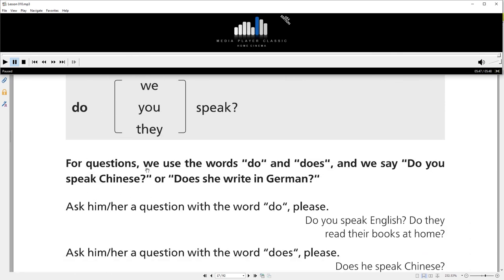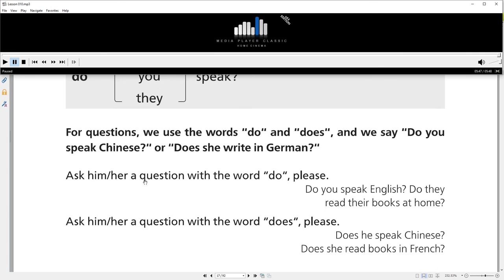For questions, we use the words do and does, and we say, do you speak Chinese or does she write in German? Ask him a question with the word do, please. Do you speak English? Do they read their books at home? Ask him or her a question with the word does, please. Does he speak Chinese? Does she read books in French?